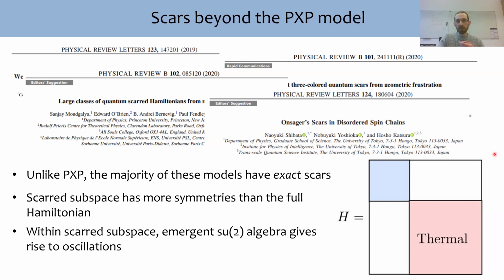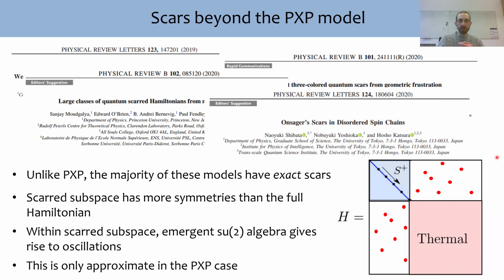And well, this is interesting. In fact, PXP has kind of the same thing. You also have an approximate SU(2) algebra, but everything is approximate, including this separation. You cannot find any simple transformation that splits your scarred state and your thermal bulk. So PXP is still kind of special with respect to most of the models we know.